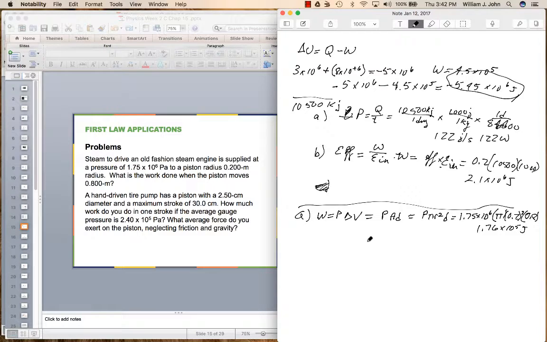Now the second part here: a hand-driven tire pump has a piston with a 2.5 centimeter diameter and a maximum stroke of 30 centimeters. How much work do you do in one stroke if the average pump gauge pressure is 2.4 times 10 to the 5th pascals?